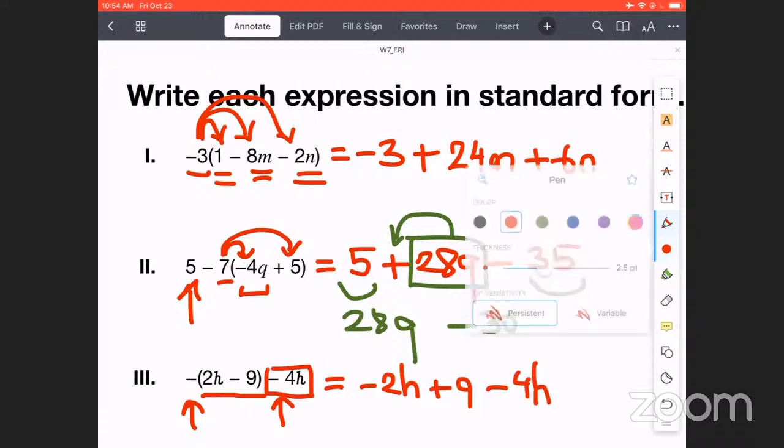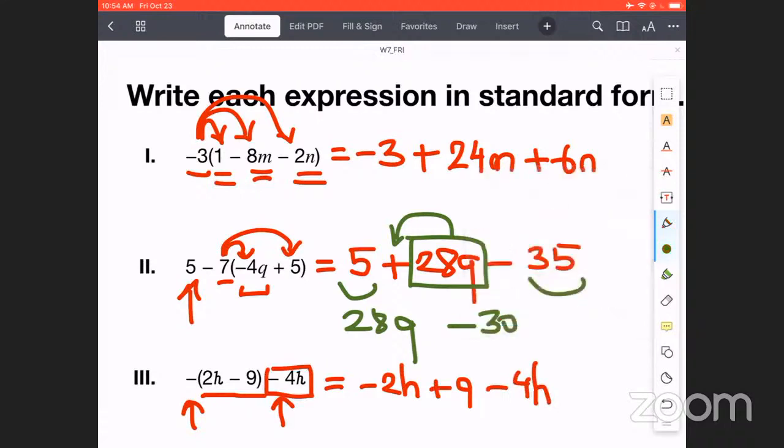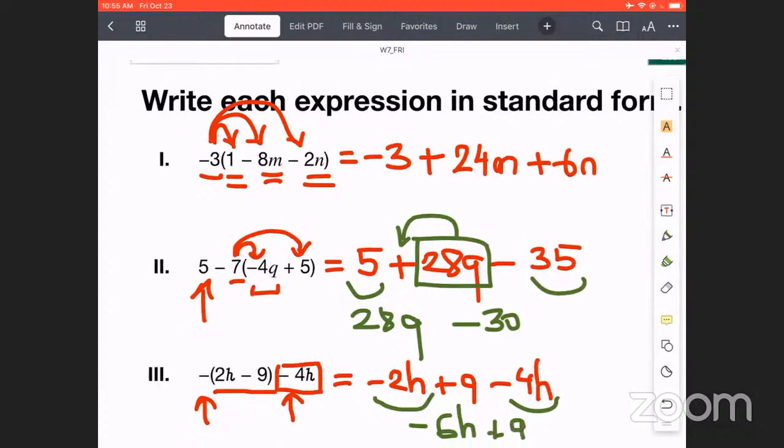So the last step is determining the like terms. The like terms are the terms that have the same variables. So negative 2h and negative 4h. If you use your calculator, negative 2 minus 4 becomes negative 6, right? And you need to put the variable next to it because you're talking about the same like terms. And then whatever is left, you need to write it down next to it. So there is a plus 9, okay? So this is the last step, and let's see what we have.